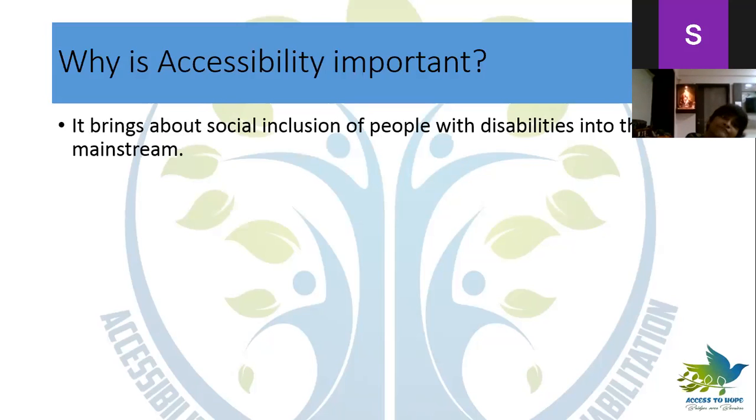So next question, why is accessibility important? Accessibility is very, very important because unless our environment is accessible to people with disability, inclusion will not come. Inclusion of people with disability into the mainstream will be a very difficult task. It is already a difficult task. So we need accessibility to include people with disability in the mainstream.